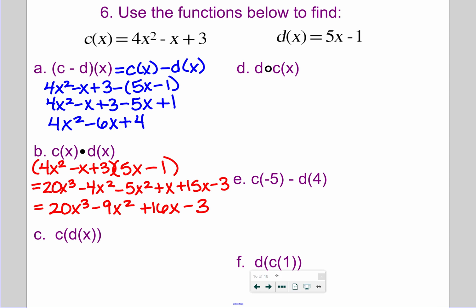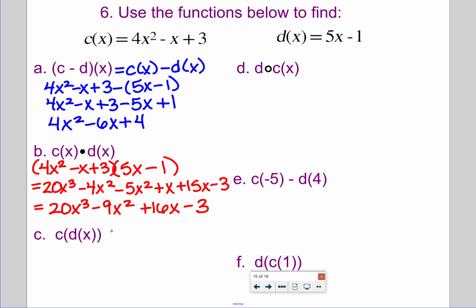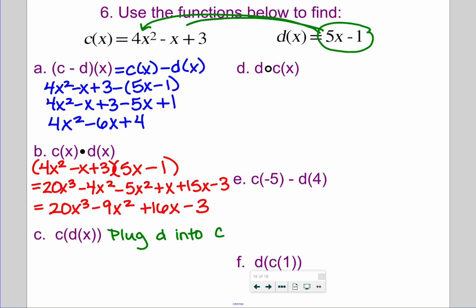Part C, we have that double parentheses, which tells me now we are composing. I like this notation because I think it's easy to see that you're plugging d into c. So I'm going to take all of function d and put it into function c anywhere I see the variable. So that is going to look like 4 times (5x minus 1) squared minus (5x minus 1) plus 3.